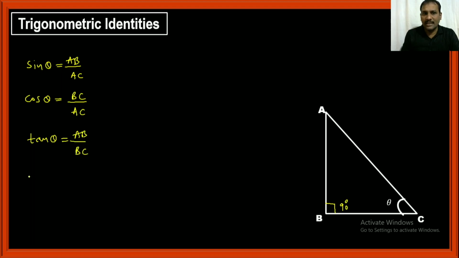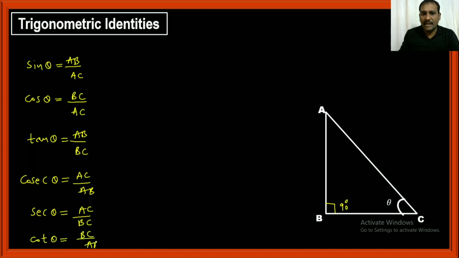So similarly, you define all the trigonometric ratios like cosecant theta is the reciprocal of sine theta, that is AC by AB, and secant theta is the reciprocal of cos theta, that is AC by BC, and finally cot theta is the reciprocal of tan, that is BC by AB.